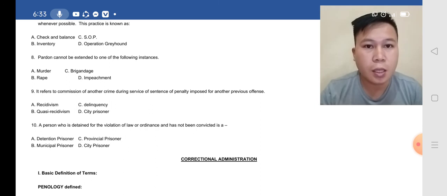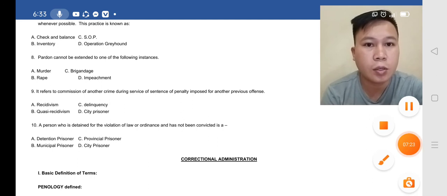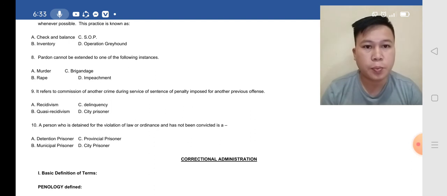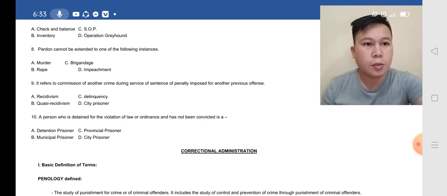The last one is a person who is detained for the violation of law or ordinance and has not been convicted is a detention prisoner, municipal prisoner, provincial prisoner, or city prisoner. So kung hindi natin alam ang pagkakaiba-iba ng apat na yan, so sigurado bagsak ang sagot mo.